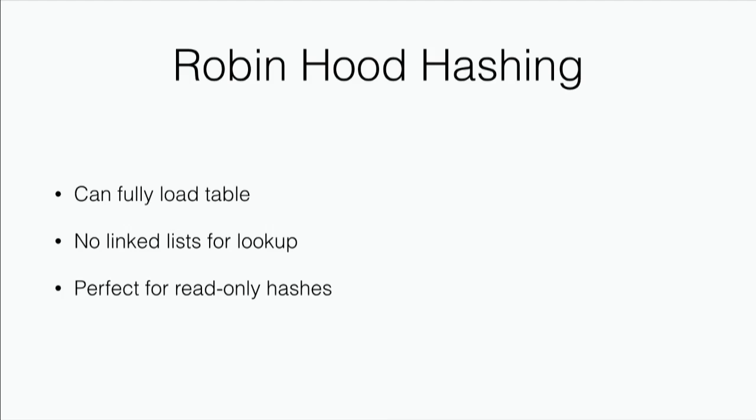But with Robin Hood hashing, you can fully load the table, or load the table to like 99%, and still get really good lookup properties. You don't have to have linked lists for lookups. And more importantly, Robin Hood hashing is really, really good for hash tables that are read-only. And that's exactly what ours are, right? We write them once when we write the TSI files, and after that, we only read the hash tables. So we don't have to worry about updates, deletes, any of that other stuff. So I'll dig into the details of how Robin Hood hashing works.